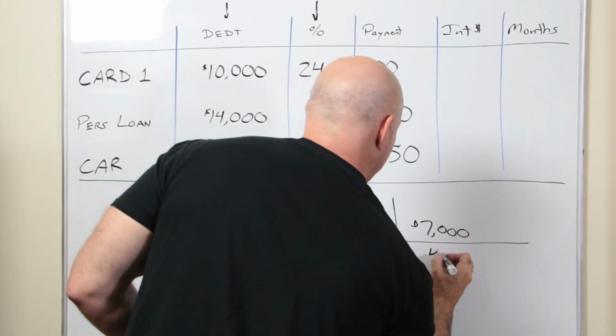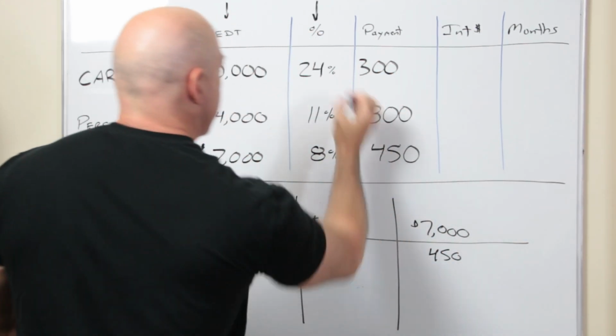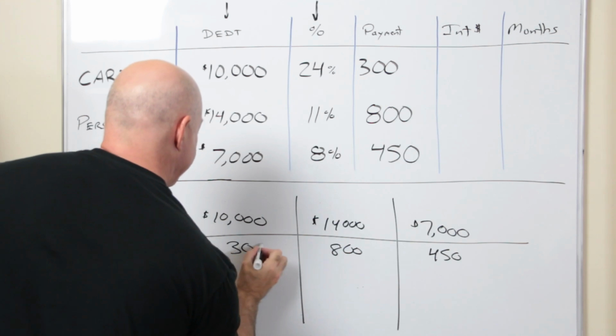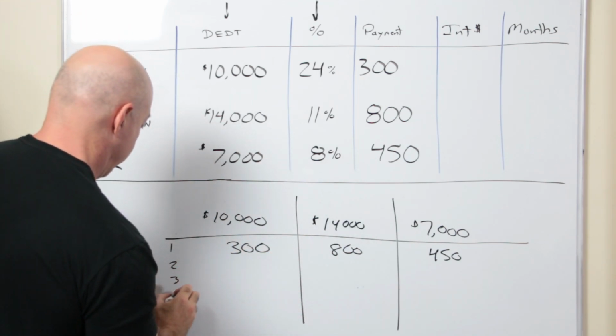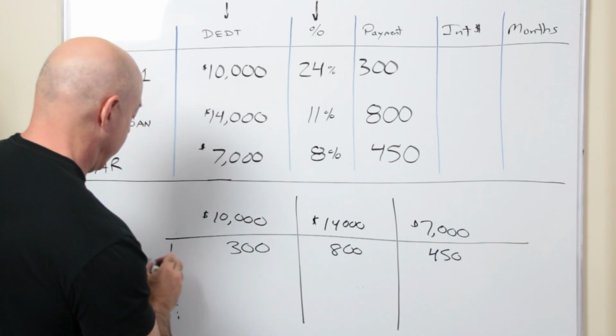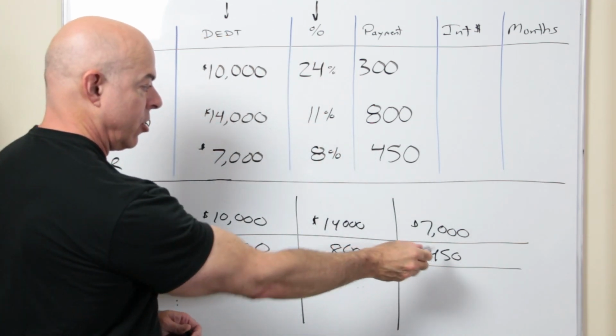So the payment here was $450 a month. Payment here was $800 a month. And this is $300 a month. There's row 1, row 2, row 3, all the way down, all the different months. And each month you'll know exactly what to send in to which card.